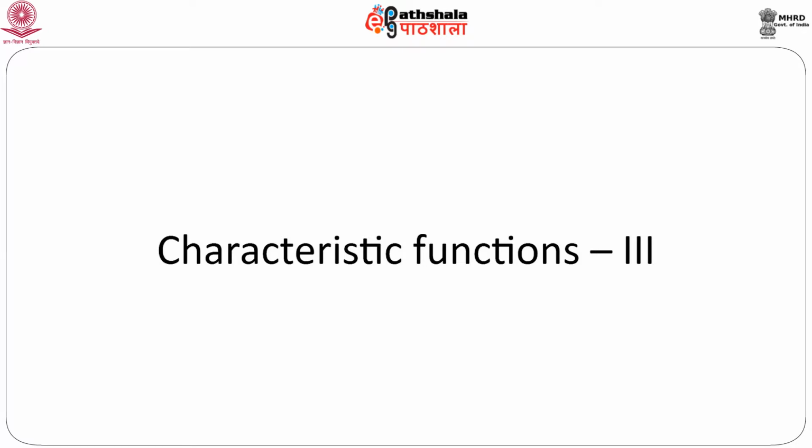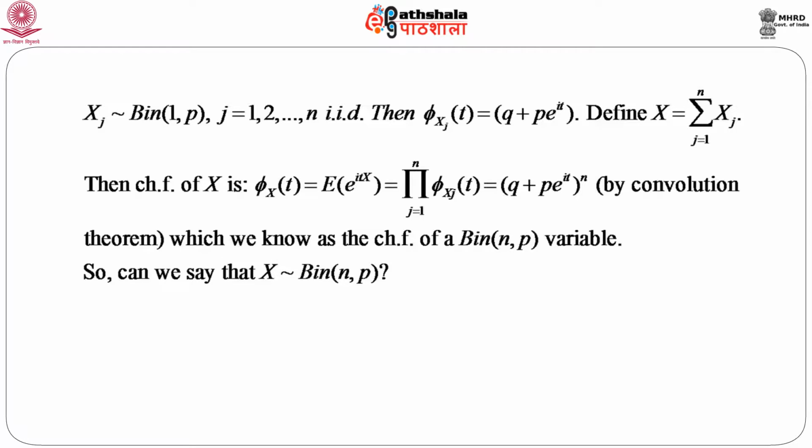So, characteristic functions 3. We have already discussed some properties, definitions and a couple of theorems, interesting notions about characteristic functions. First, let us consider one small example. Suppose X_j is a random variable that follows binomial with parameters 1 and p, for j equals 1 to n, and all these X_1, X_2, ..., X_n are IID random variables. Then it can be easily shown that the characteristic function corresponding to this random variable X_j, which is phi_{X_j}(t), equals q plus p into e to the power it.